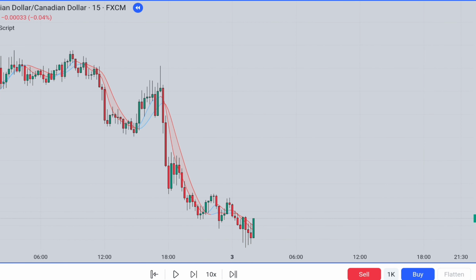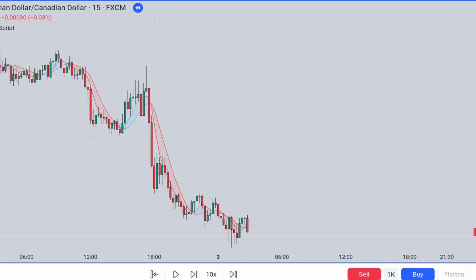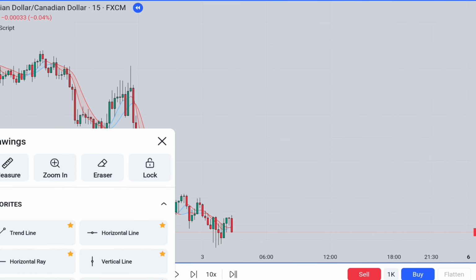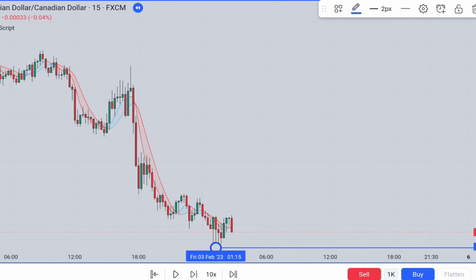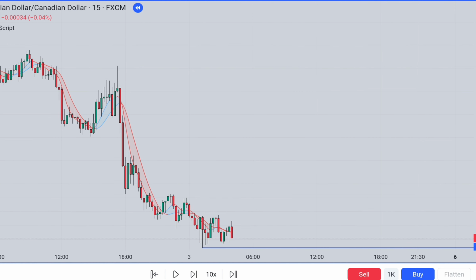Our rules for a short position will be as follows. When both lines of the BJ superscript indicator are red, we will draw a short support line from the candlestick where the price creates a bottom level. Then, we will wait for the price to close below this support line.